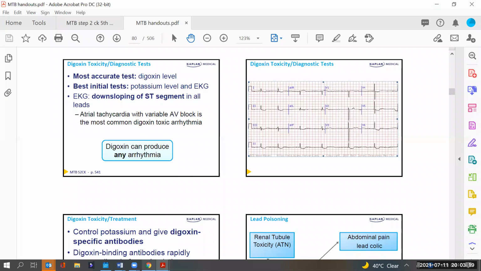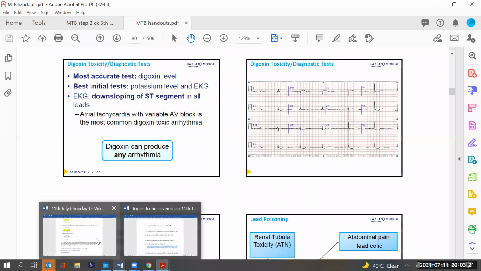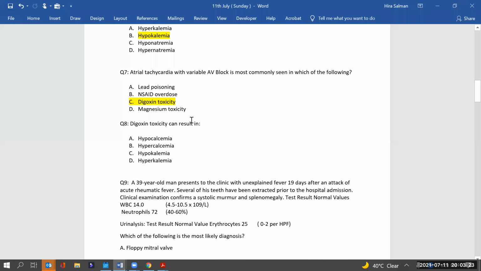So here they are just saying it in the question. It's actually a reverse question. Digoxin is a positive inotropic agent. It is given to reduce the heart rate, so there will be AV block. And which type of AV block? That's a variable AV block. So it's a clear-cut question, and it usually comes like this.